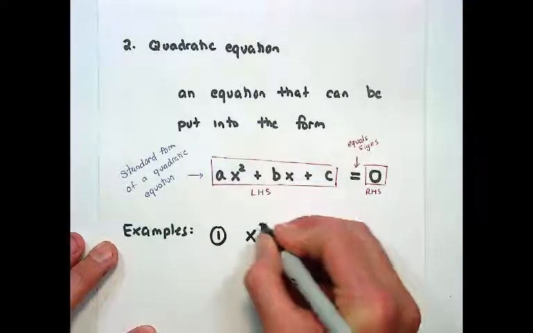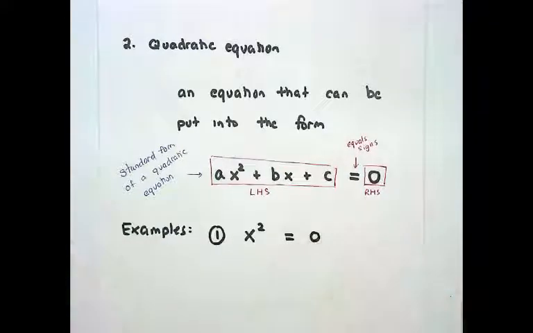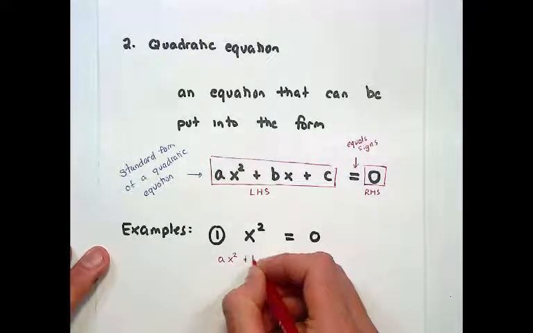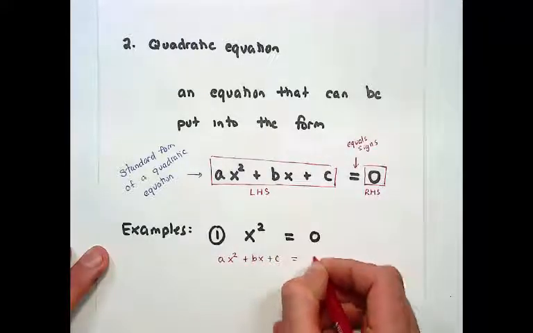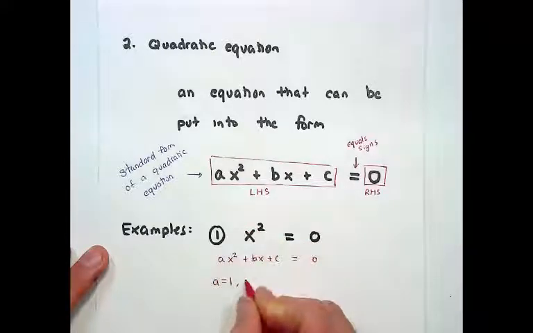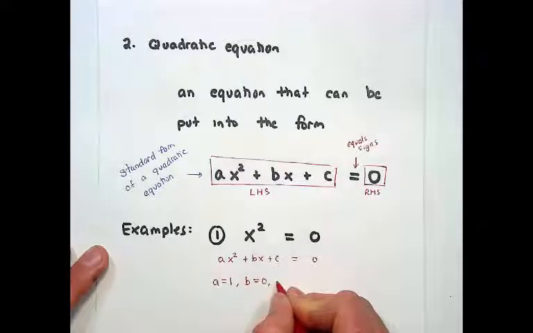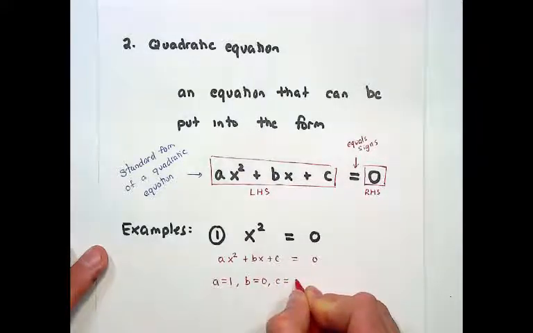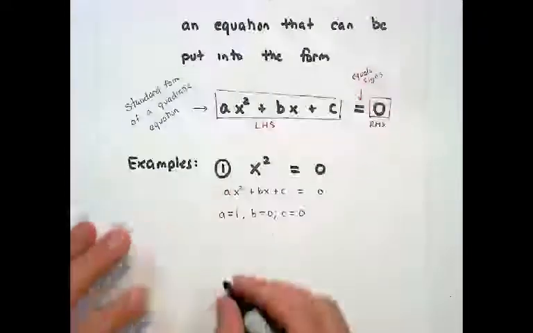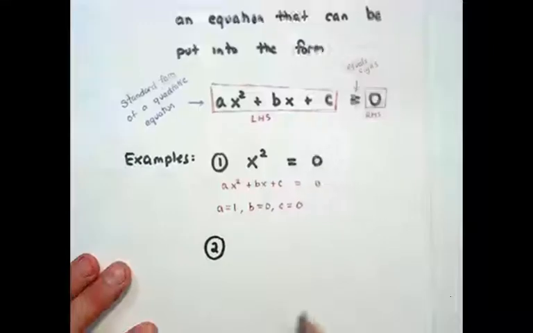Standard example is x squared equals 0. If we were to look at the standard form ax squared plus bx plus c equals 0, we see immediately that a is 1 because there's an unwritten 1. There is no x term, so b must be 0, and there's also no c term, c is 0. That's the easiest form of a quadratic equation we might see, or actually the least painful. Let's take a look at another one.